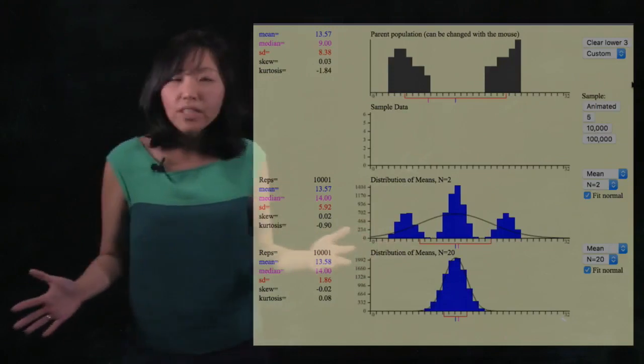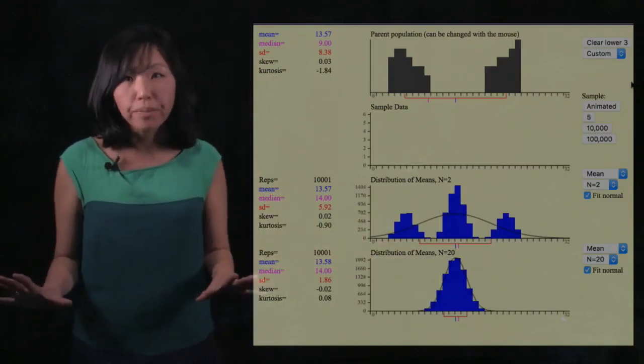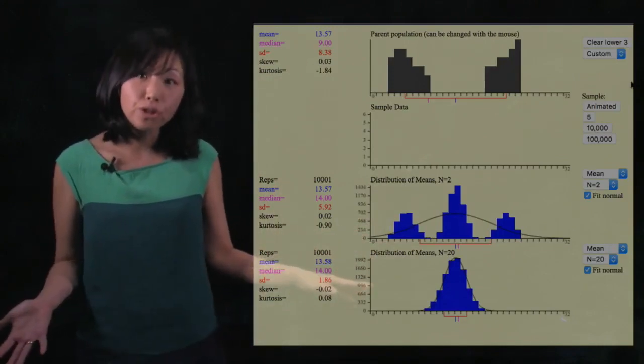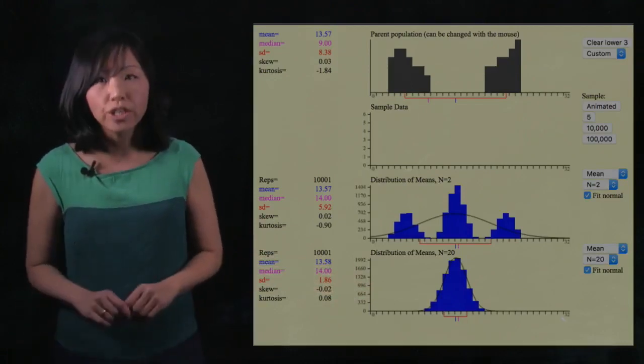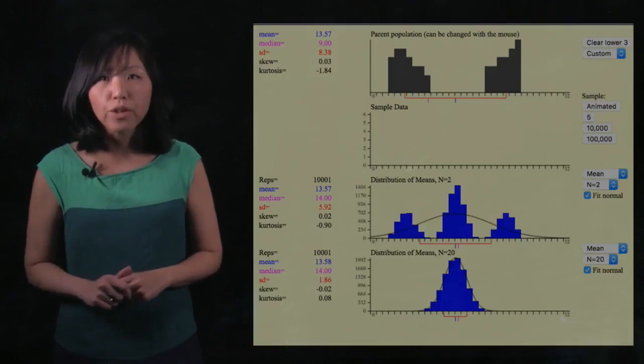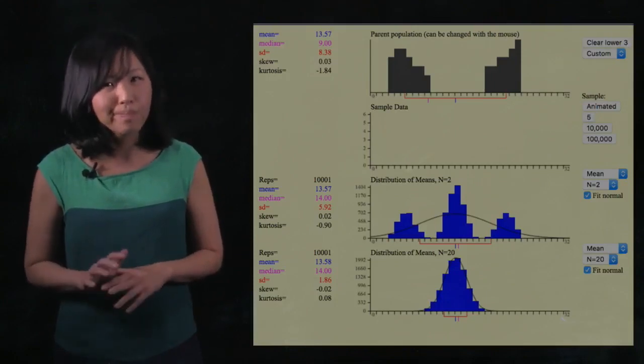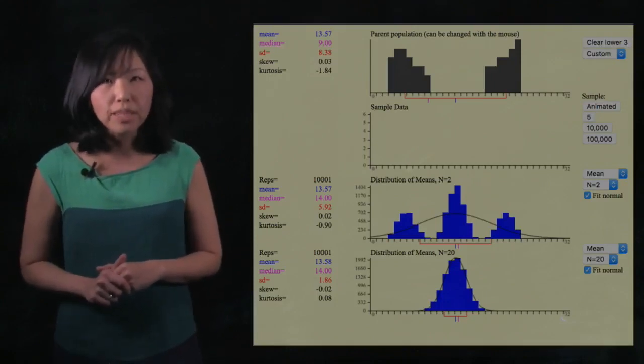So the moral of this story is, when you have a pretty large sample size, you could basically go ahead and assume that the sampling distribution of means is normal. When you don't have such a large sample size, though, that's when you've got to start worrying, and you might have to think about, what's my sampling distribution of means going to look like?